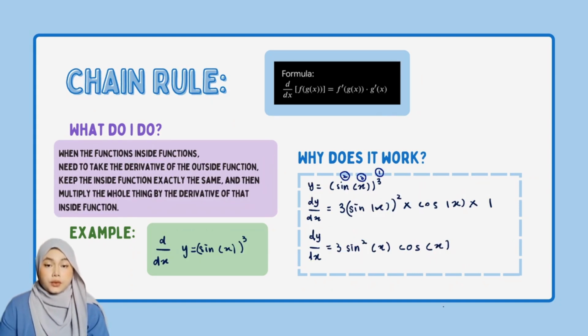Alright, for the next one, we have the chain rule. The chain rule is used when we have a composite function, essentially a function inside another function. For example, we have 3x in the bracket with a power of 2. So we need to apply the chain rule.